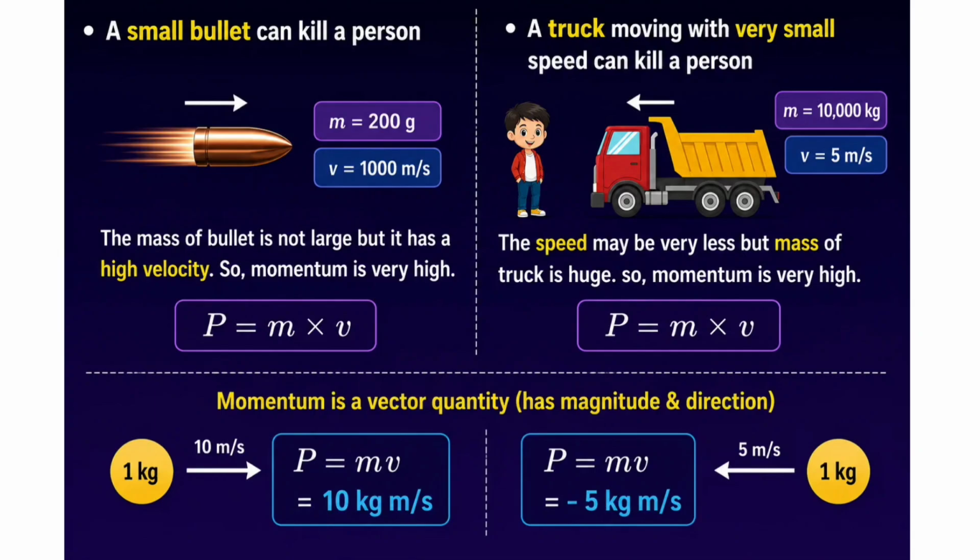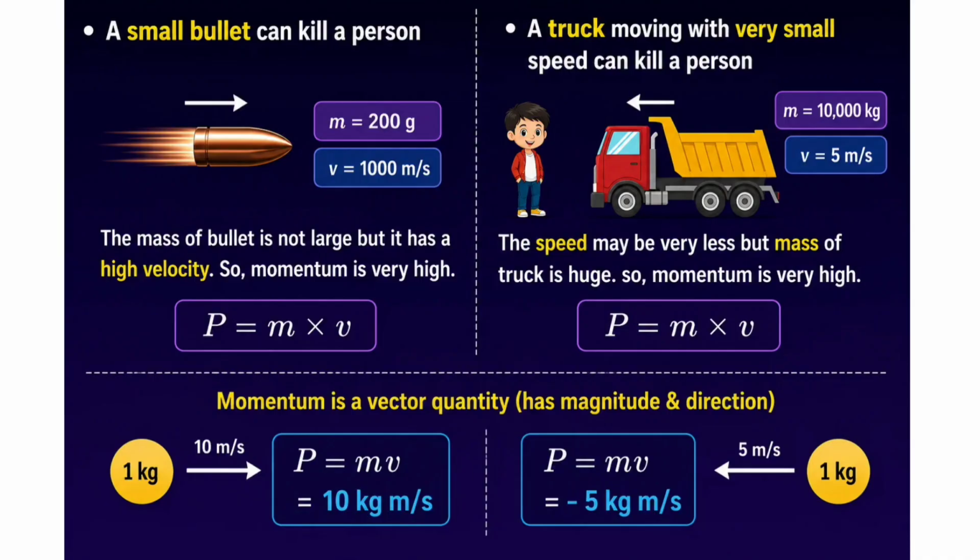Because the velocity is so high, the product m into v gives it a massive momentum, which is why a small bullet can kill a person. Now look at the heavy truck. It is moving at a very small speed of just 5 meters per second, which is like a very slow bicycle, but its mass is huge, 10,000 kg. Because the mass is so massive, the product m into v again results in a very high momentum. This explains why even a slow moving truck can be fatal.